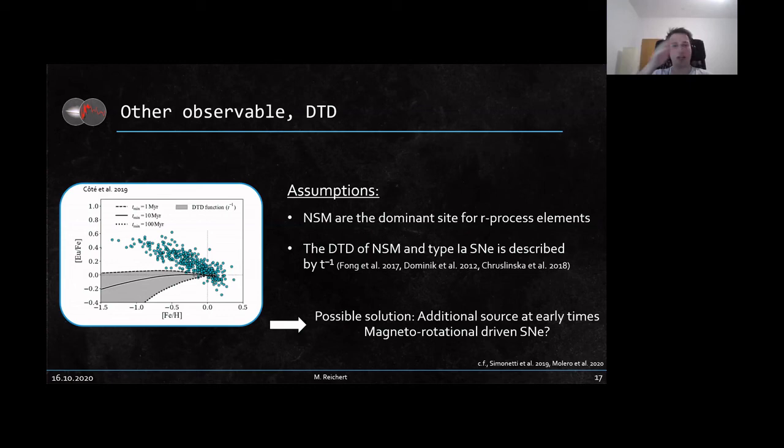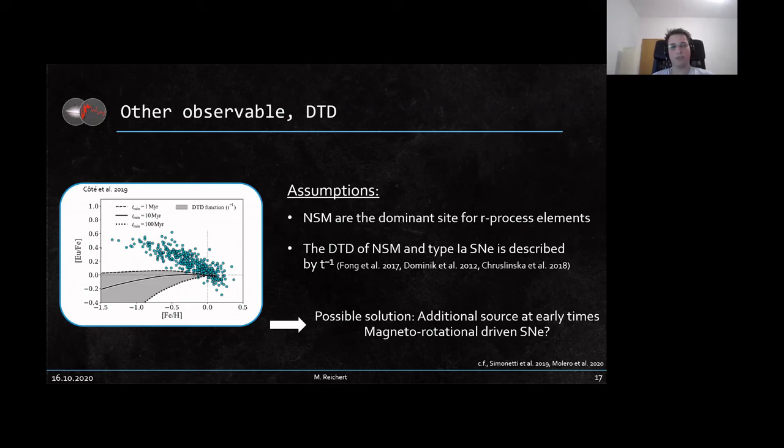And magneto-rotational driven supernovae fit perfectly there, because you would expect them to fade away: with increasing metallicities, you have more mass loss and therefore decreased rotation rates. And therefore they would possibly not be rotating fast enough anymore. So they're probably more frequent, but this is very speculative, in the early universe.